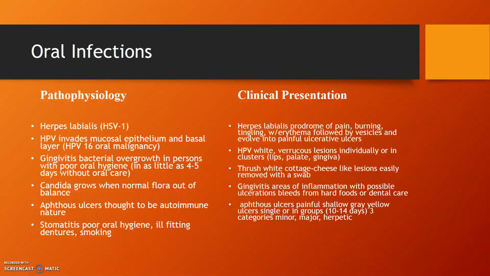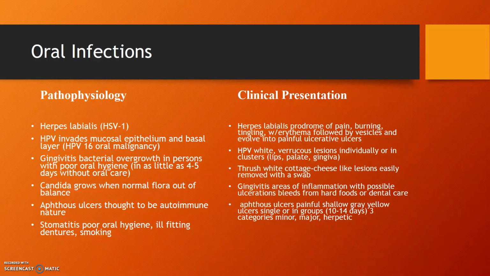Candida grows when normal flora is out of balance, so you'll see candida grow with steroid use and antibiotic use. Aphthous ulcers, we really don't know the cause, but we think they're autoimmune in nature, probably provoked by periods of stress. Stomatitis has to do with poor oral hygiene, ill-fitting dentures, smoking, and other causative factors such as hot liquids, foods, and different products.